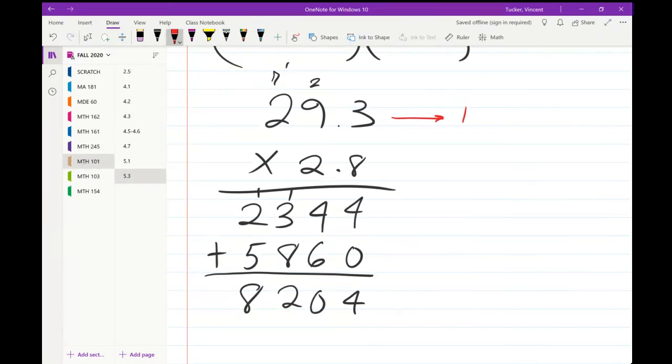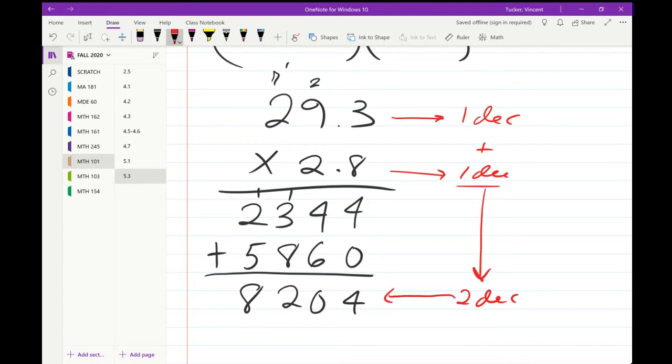Now we need to see where our decimal will be. We have a decimal place in each number. Add them together. That's 2 decimal places that will be in our final answer. So that's 82.04. All right. Questions?